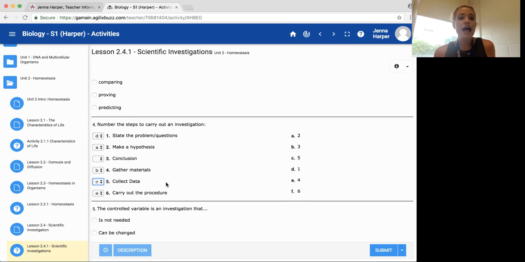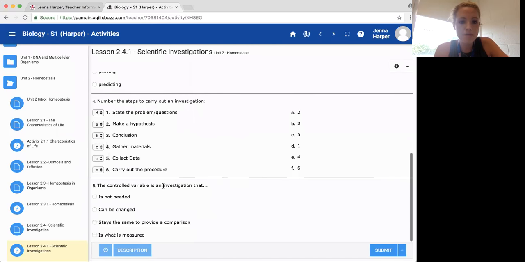And then, last but most certainly not least, we must conclude. It is super important to conclude, not only for ourselves, to make sure we can accept or reject our hypothesis. Our hypothesis may have been correct, and that's awesome and fine, but it could have been incorrect as well, and that's also awesome and fine, as long as we can reject or support that hypothesis at the end. So we're going to go with F, 6, okay?